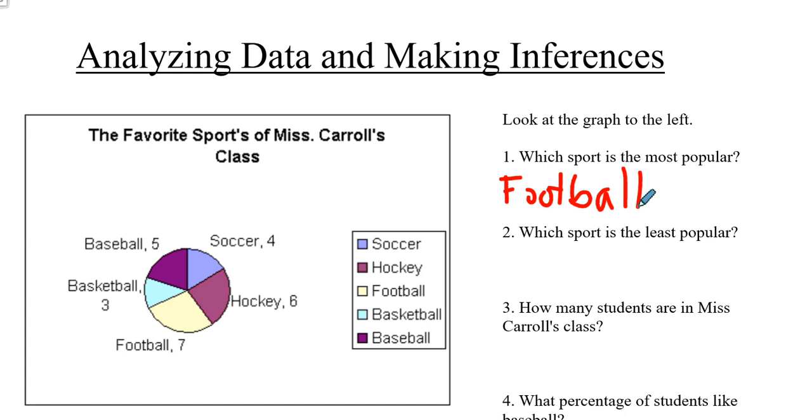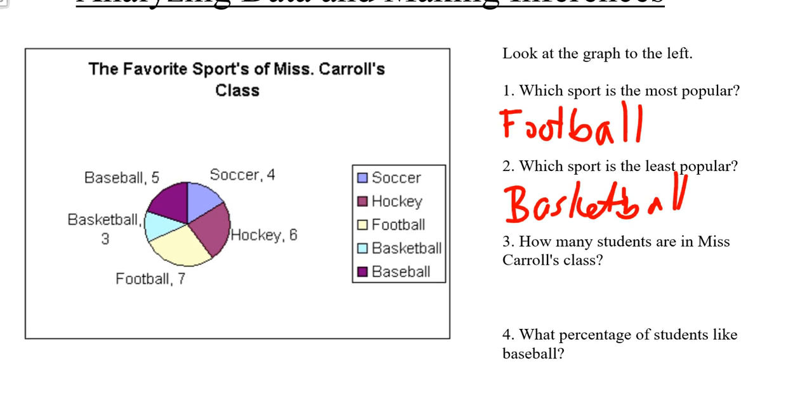And then we can look again, which sport is the least popular? In this case, basketball, which makes me sad because it's my favorite sport. It's the smallest. It only has 3 people. Now, the next question, how many students are in the class? That's a little bit harder because we don't have that answer at first glance.